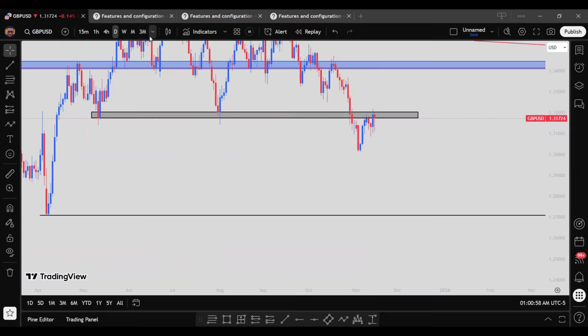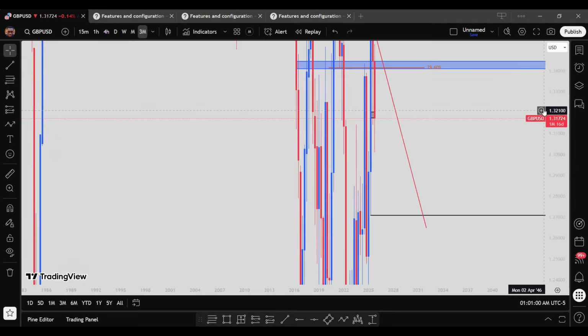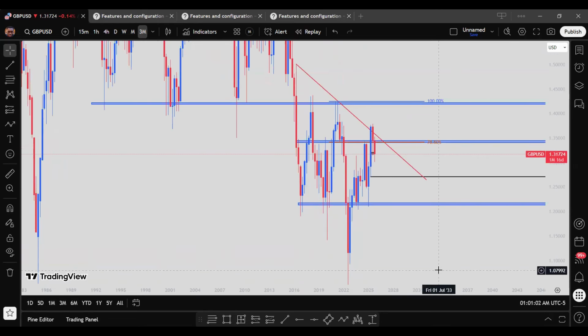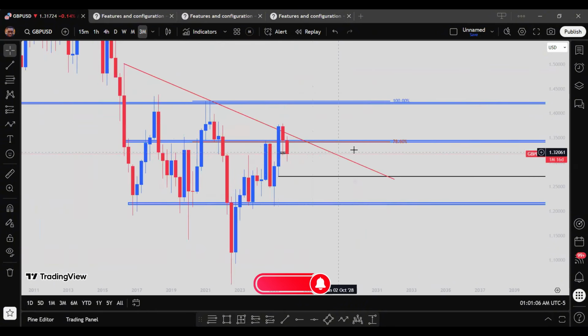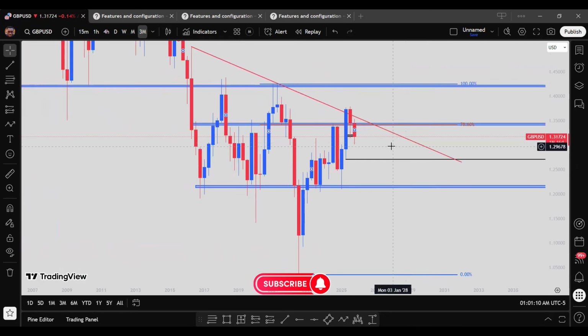It's very simple. The 3-monthly time frame is still very much to the downside. We have this descending trend line here, and also we have this Fibonacci, and we have this key level here. So everything was clearly pointing to the upside on the higher time frame.